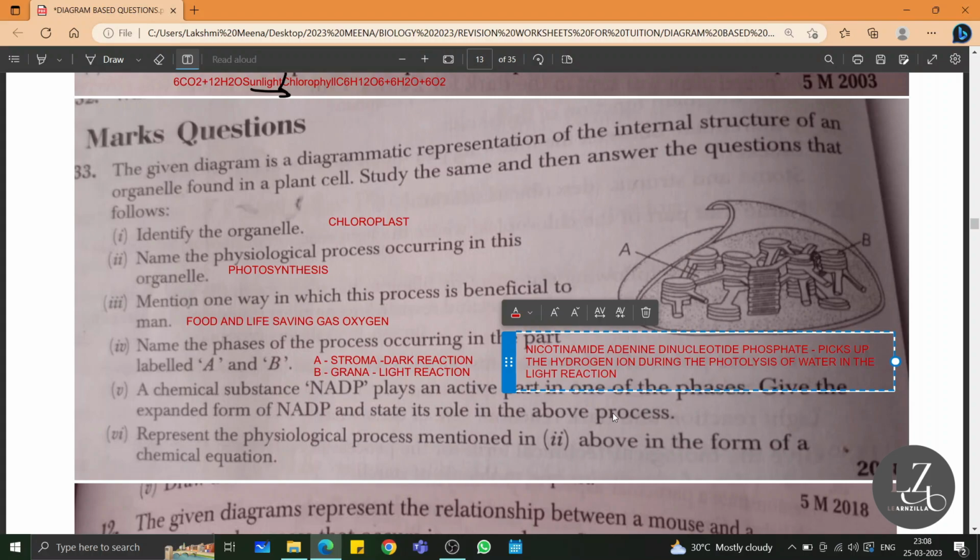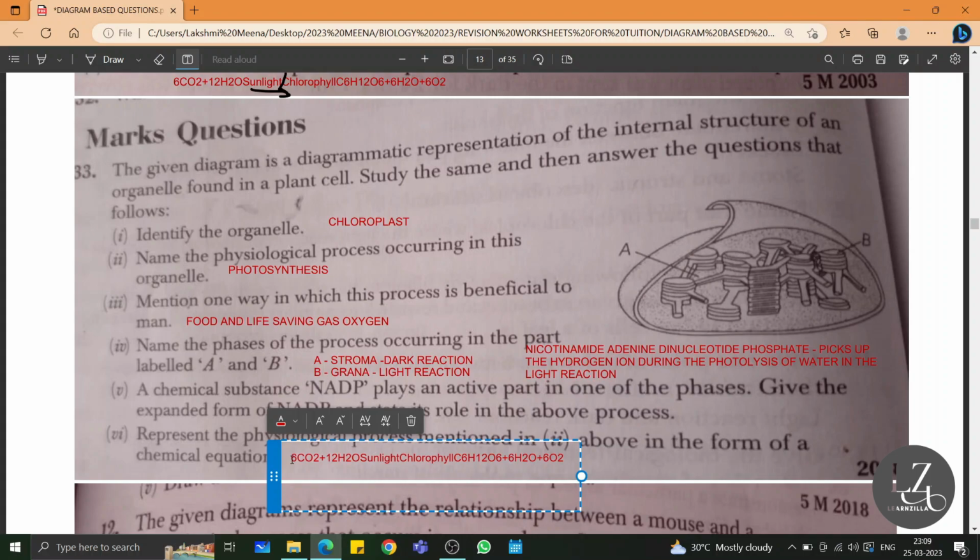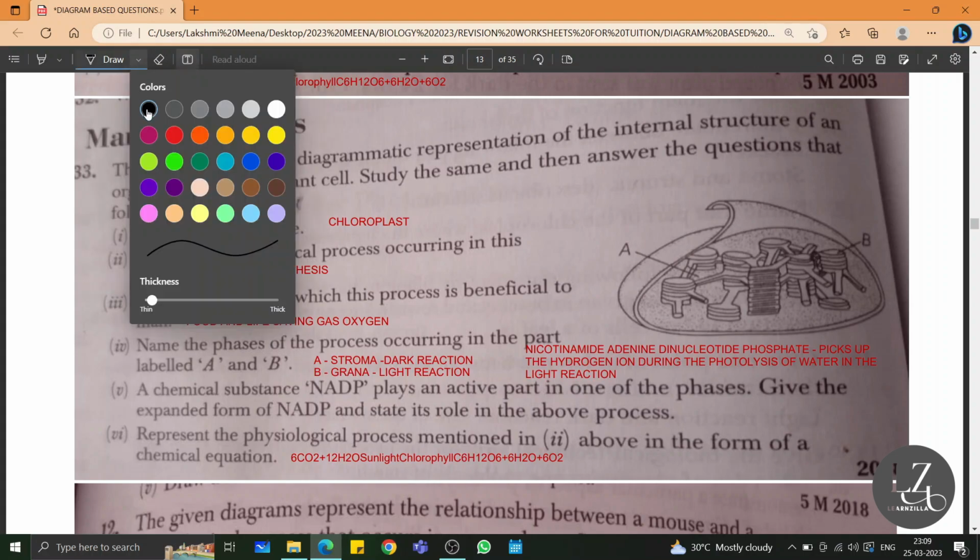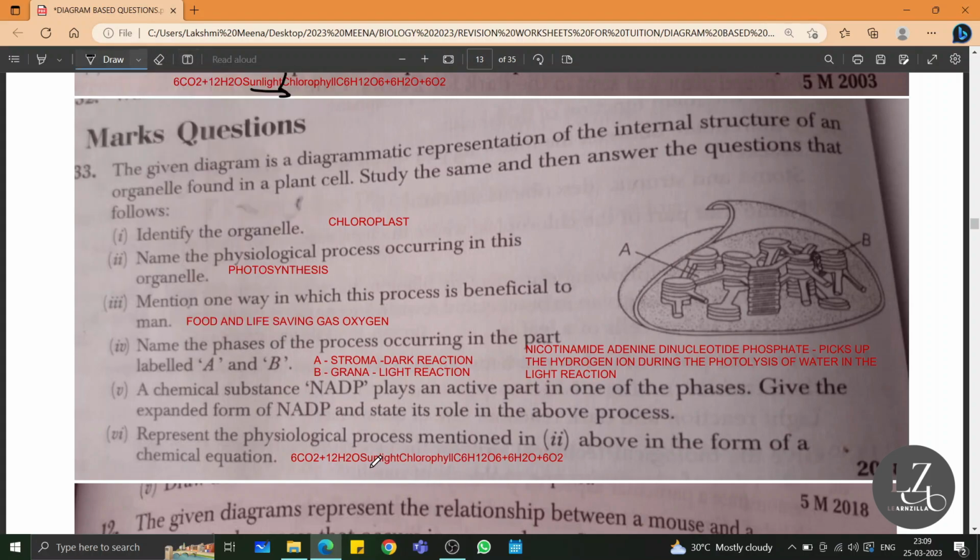Okay. So, look at this: represent the physiological process mentioned in 2. Okay, what is the physiological process? Photosynthesis in the form of a chemical equation. Didn't I say that it's a very important question? So, we are going to learn the equation by writing properly. So, remember there is the arrow mark.